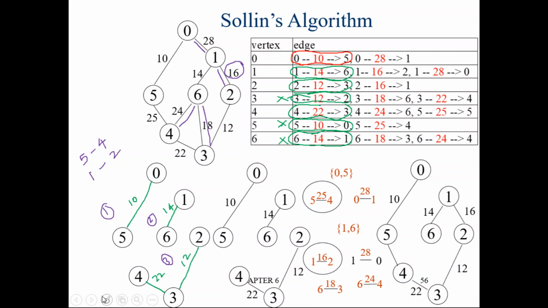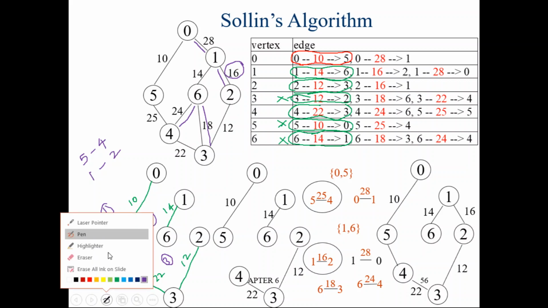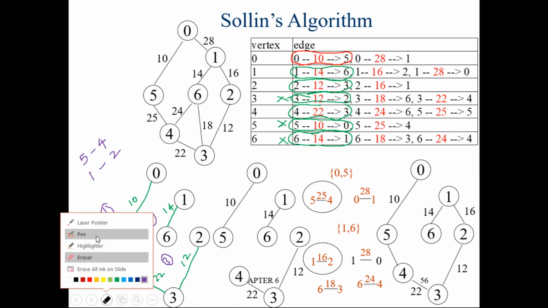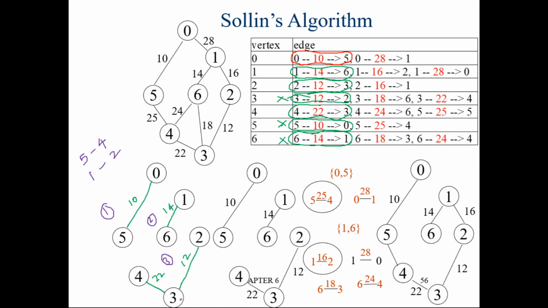Similarly we have to do the same task for the third component. Now if you see the third component, how many vertices does it contain? It includes 3 vertices. So for all the 3 vertices we have to check the edges which were not yet added to the tree, and among those we have to identify the minimum cost edge.